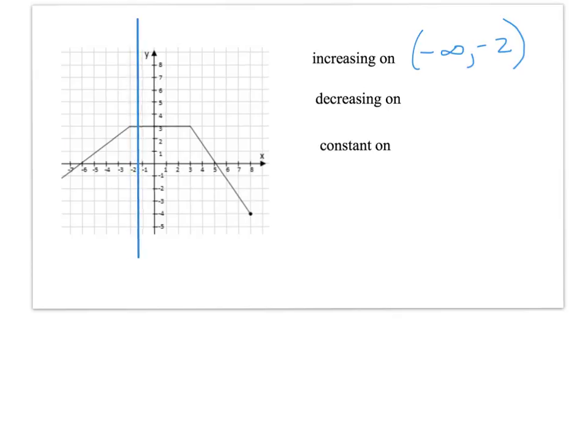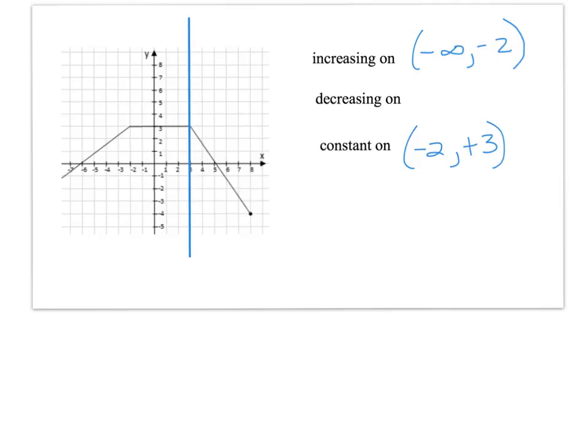So my next interval is a flat line going from -2 over to +3. That means that we have a constant interval from -2 to +3. So that's where my function is positive, or my graph is positive.